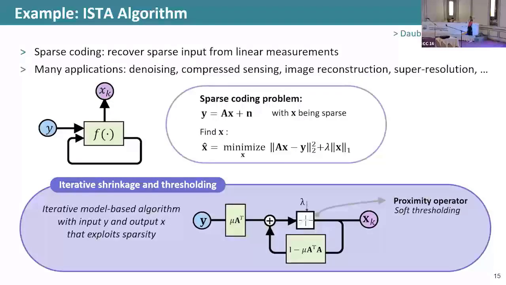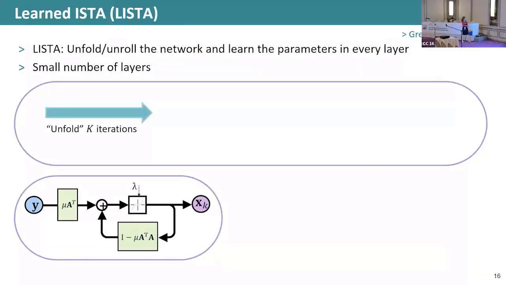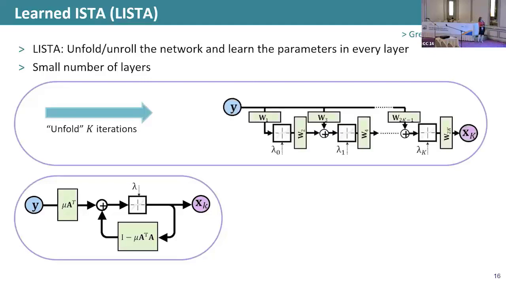Okay, so how would we turn this into a network? Now instead of applying this fixed iteration 20,000 or 10,000 times, we're going to write this down a finite number of times, let's say 10 times. And now we could introduce different levels of learning, depending on what we know and what we don't know. For example, if A is known entirely, if we know the forward model, then maybe we want to keep these fixed, just like they are over here, and only learn the lambda in each layer and the mu, the step size in each layer. So that's the minimal amount of learning.